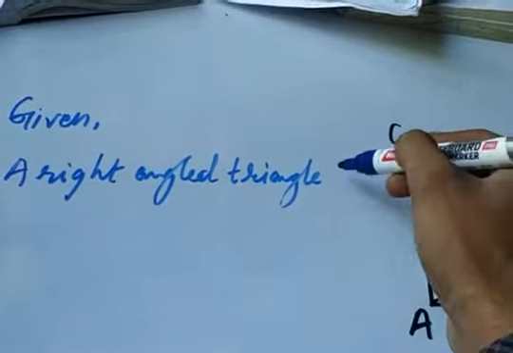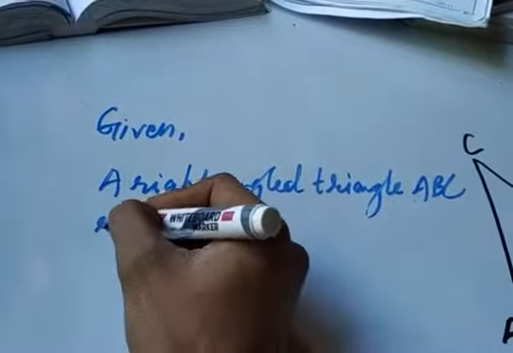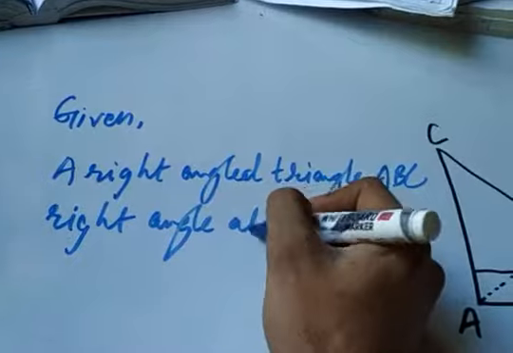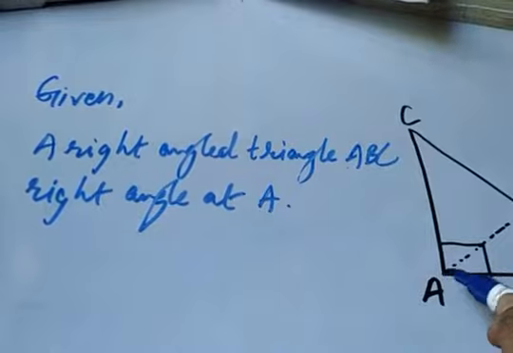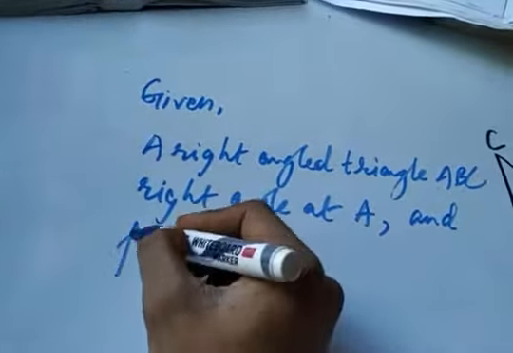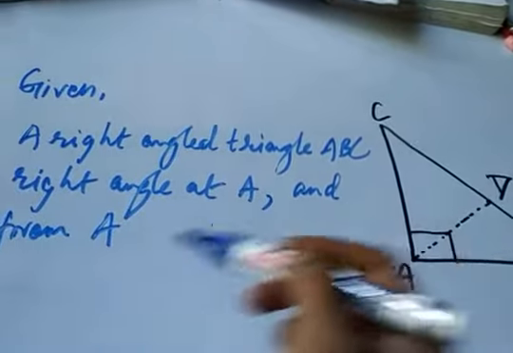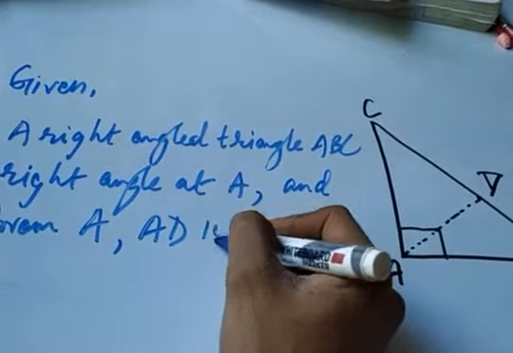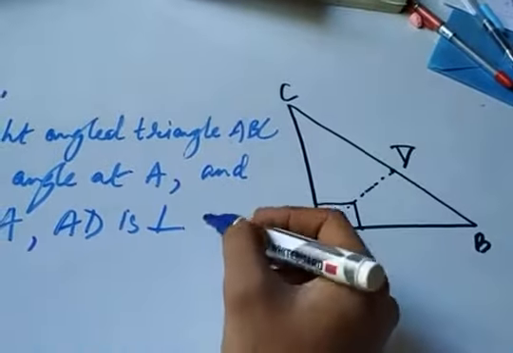Okay, what is the name of the triangle? ABC. So a right angled triangle ABC, right angled at A. Okay, so this is what we have written, right angled at A, and now what is there? From A, what we have drawn is a perpendicular. Okay, from A, AD is perpendicular to BC or hypotenuse.